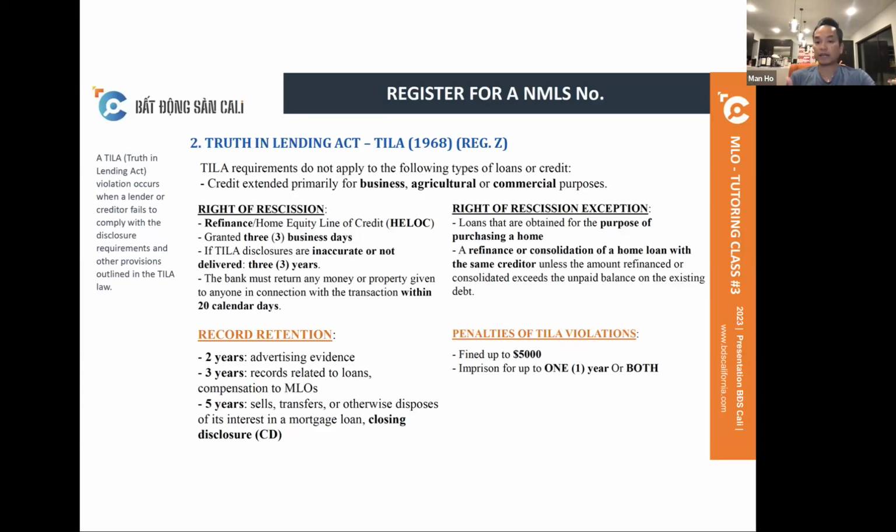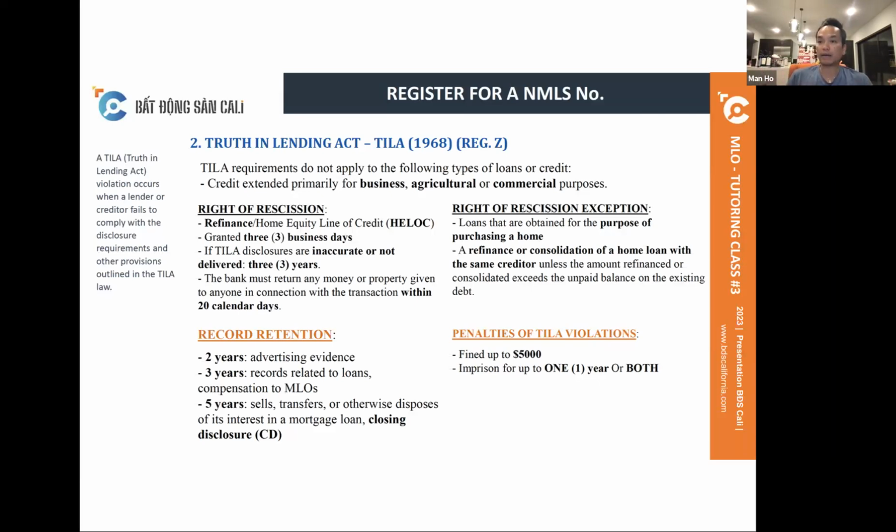Okay, a refinance or consolidation of a home loan with the same creditor. I mentioned earlier that you can back out when you refinance only if you refinance with a different creditor. You cannot back out when you refinance with the same bank or the same lender. Okay, keep that in mind. There may be a trick question for this in the test. So you have to understand the difference.